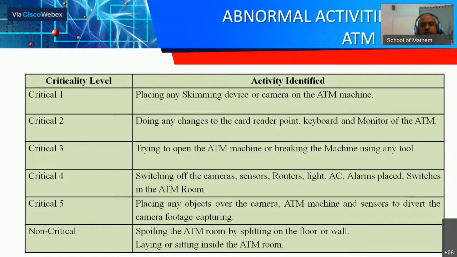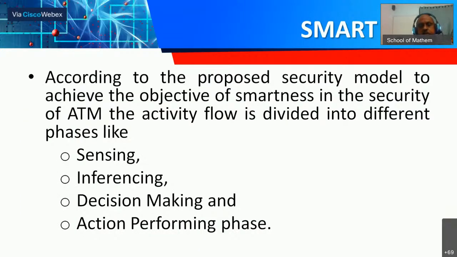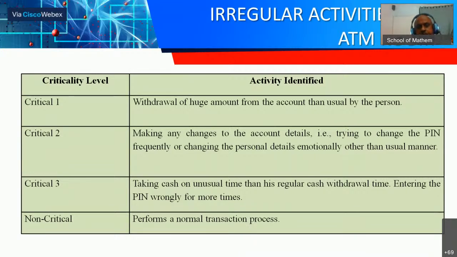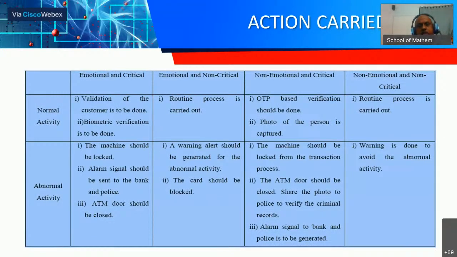Based on sensing, when we infer, we determine whether the criticality is at the first level, the second level or the third level. Sometimes everything is very clear and it is non-critical. It has been studied, what is normal activity and what is abnormal activity. You can see this particular table: emotional and critical, emotional and non-critical, non-emotional and critical, non-emotional and non-critical. All combinations have been taken. The emotional part is taken from the IR camera, the critical part from the CCTV camera, along with his behavior with the keypad and other activities, and based on that, the authorization of the ATM machine is decided.